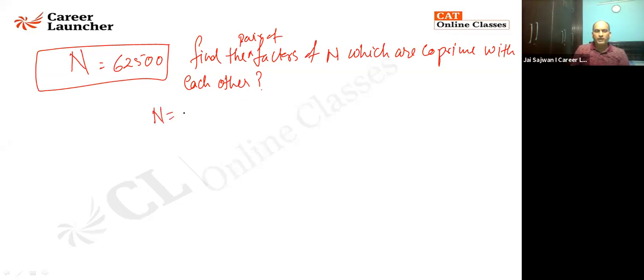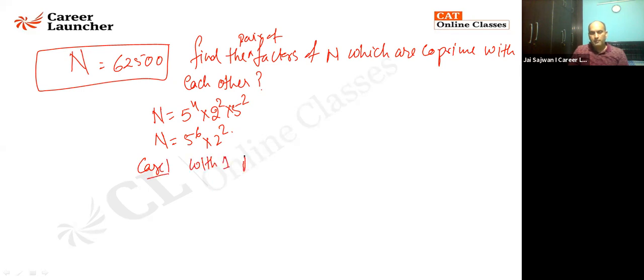So I know 625 is nothing but 5 to the power of 4, and 100 is 2 square into 5 square. But don't forget that all 5s will come together and all 2s will come together. We know the first case is with 1, pairs of co-prime factors.